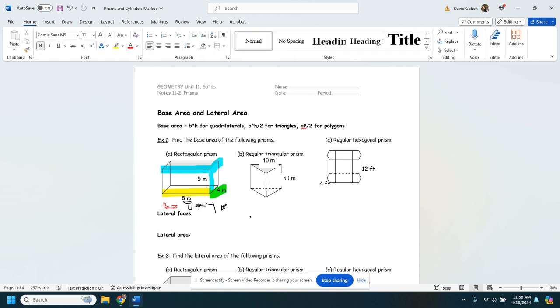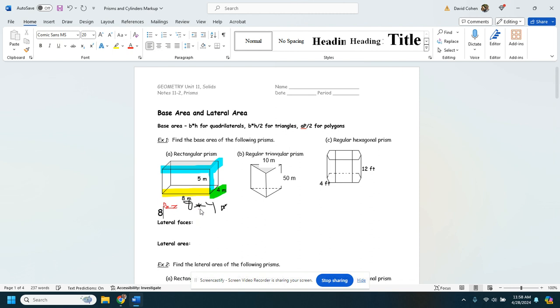Let's see if I can just start typing. So we'll go with 8 times 4 times 2 equals 64. Don't forget your units. That's meters squared.